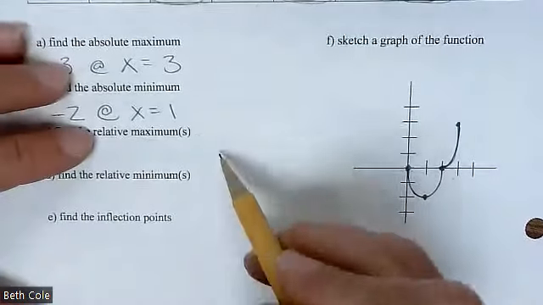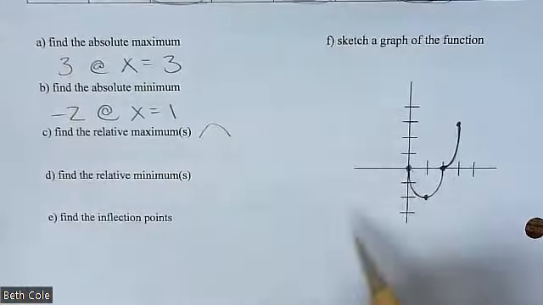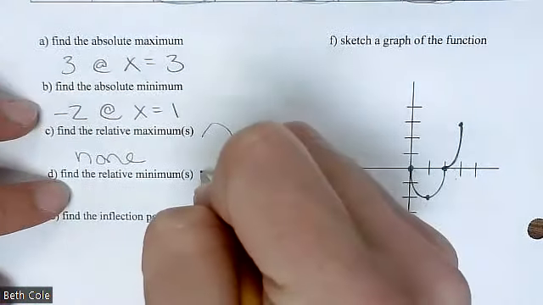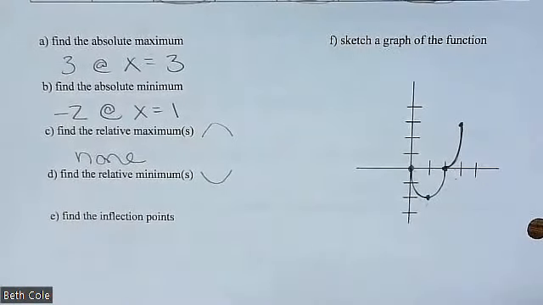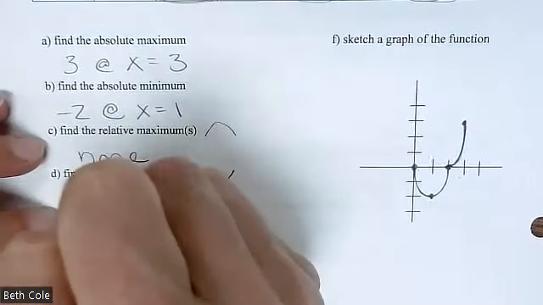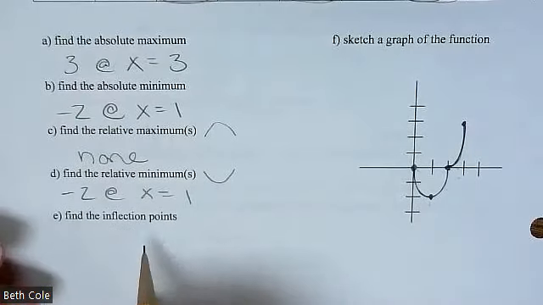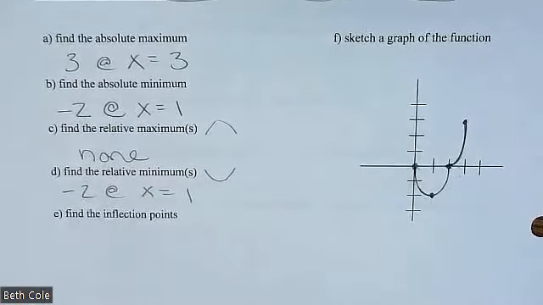Do we have a relative maximum? Like the graph goes up and comes back down? No, it just doesn't do that, so none. Relative minimum means it goes down and comes back up. Yeah, it's the same as the absolute minimum, which is fine. They can be the same thing. And then this one's actually kind of tricky. I'm going to throw it out there and see if anyone gets it. Inflection points.